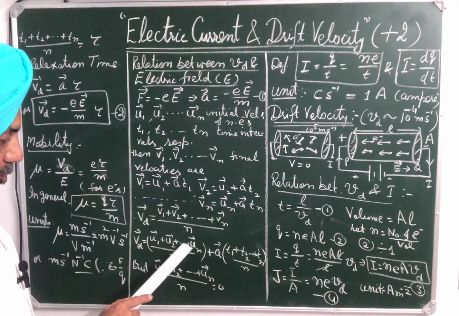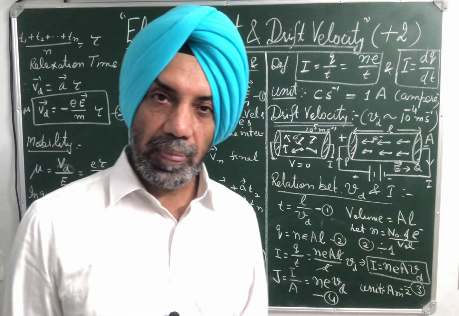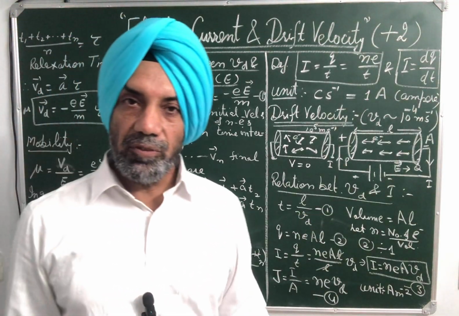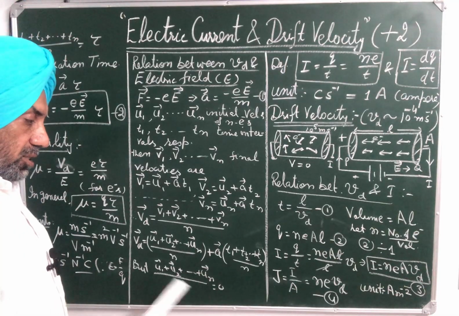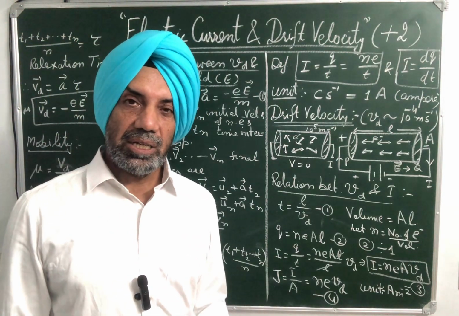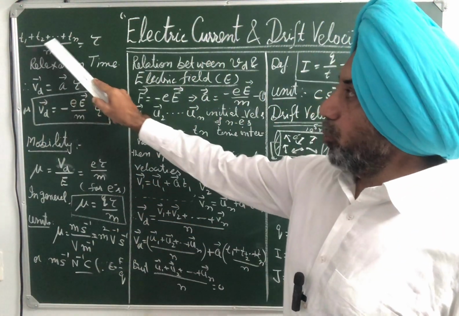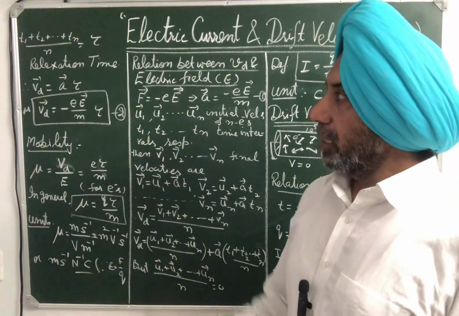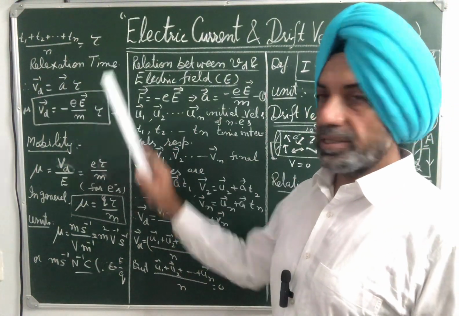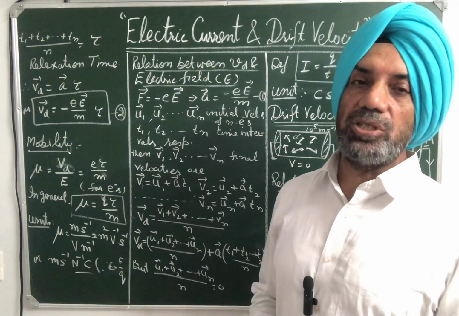Now, this u1 plus u2 plus un upon n is equal to 0 because the initial average thermal velocity is 0. Initially, when the potential difference was 0, electrons were moving in a random fashion, so this sum will be 0. Or you can say the average thermal velocity is 0. Therefore, t1 plus t2 plus so on plus tn upon n is equal to tau. Tau is called relaxation time, the time during which an electron relaxes. Or you can say relaxation time is the average time between two successive collisions of the electrons.